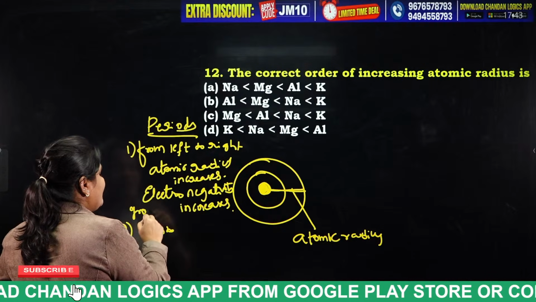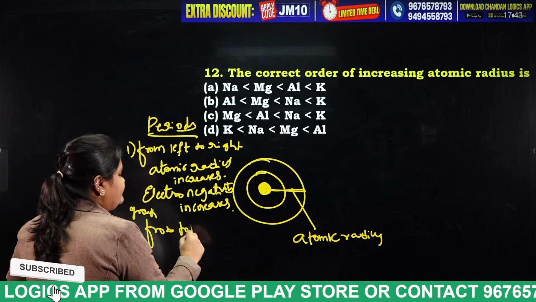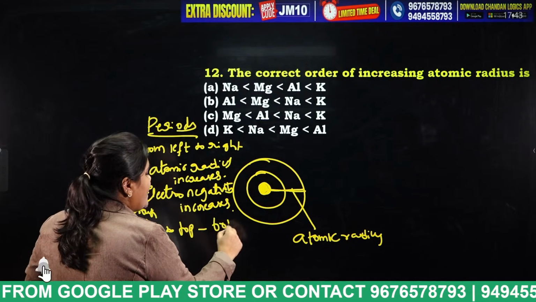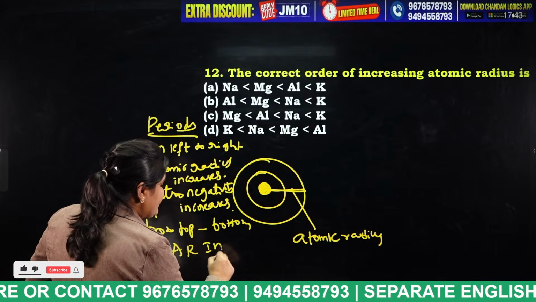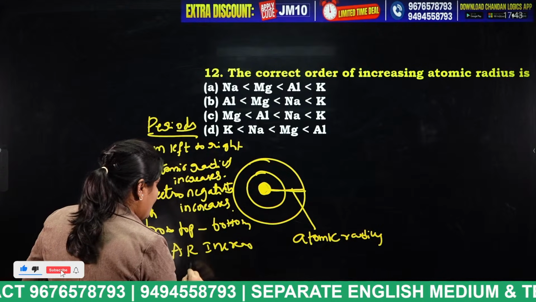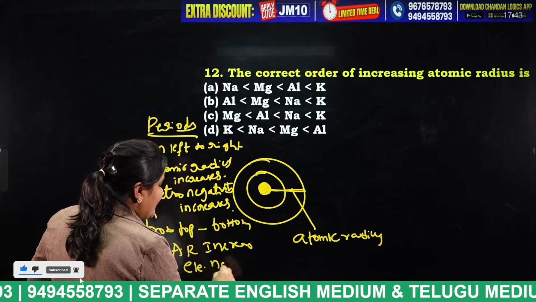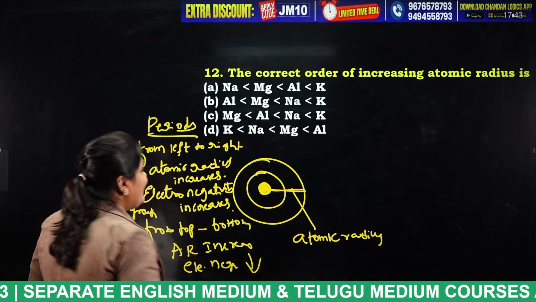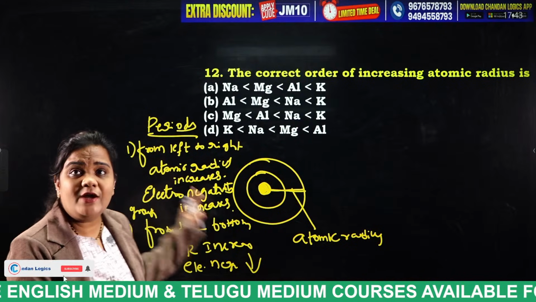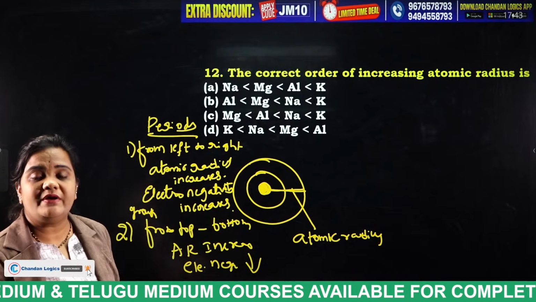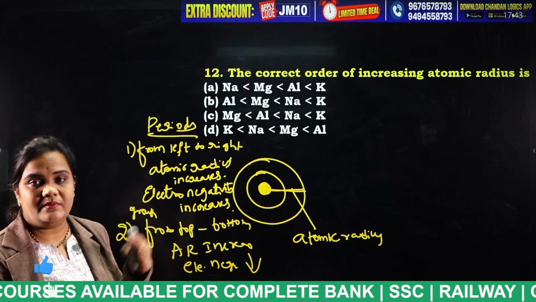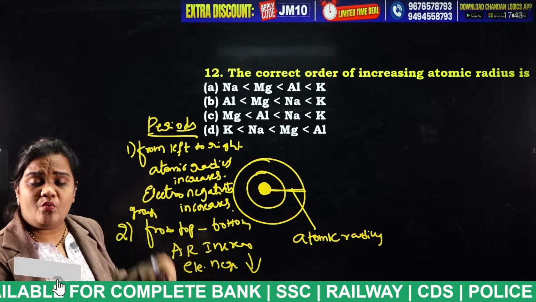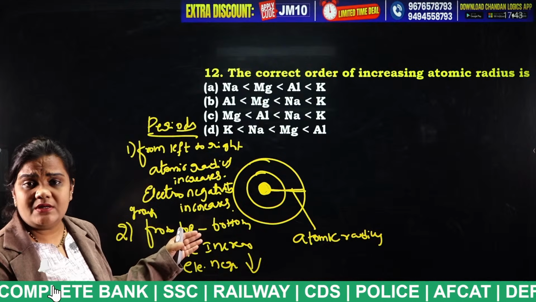And second point: when we consider groups from top to bottom, atomic radius increases and electronegativity decreases. Very, very important, students. Make a note of it or take a screenshot of it, or else we will provide the PDF in the Telegram channel. You can download it. Very, very important points.